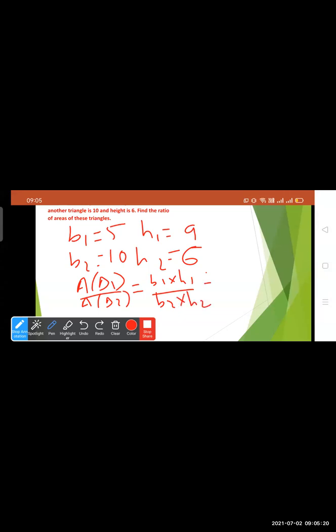Then substitute all these values, 5 into 9 upon 10 into 6. So cancel it. 5 ones are 5, twos are 3, twos are 3, threes are. So we get final answer 3/4. Okay. So in this way we find the ratios of the areas of triangle, 3/4. Okay. Clear, simple. Okay. Now second question.